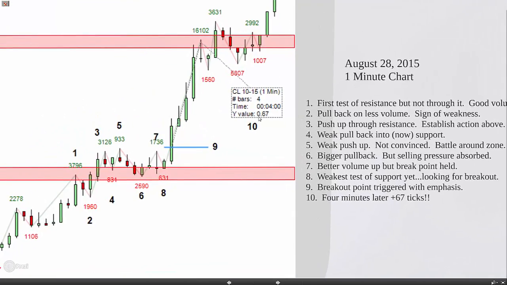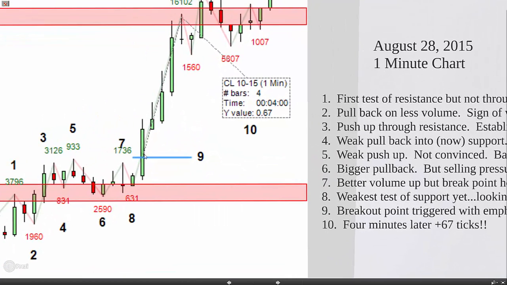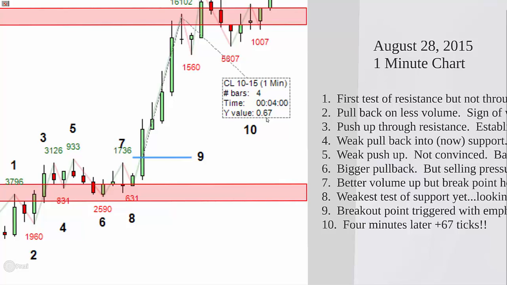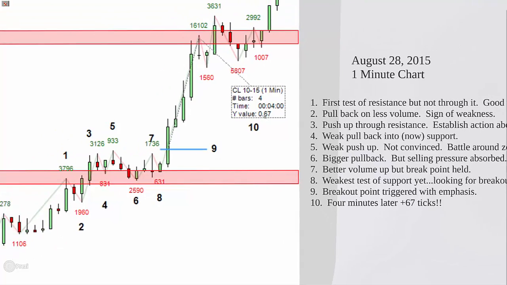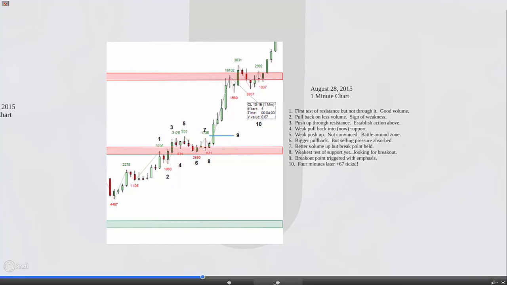But there is, in 4 minutes, once you broke through this, it took you right up to your next target, which was 67 ticks. So again, the takeaway here with this particular tool is that when you have the right support and resistance zones, like we do, and you have a tool now that's going to measure how the volume is responding around your support and resistance zones, it's going to give you a much bigger set.